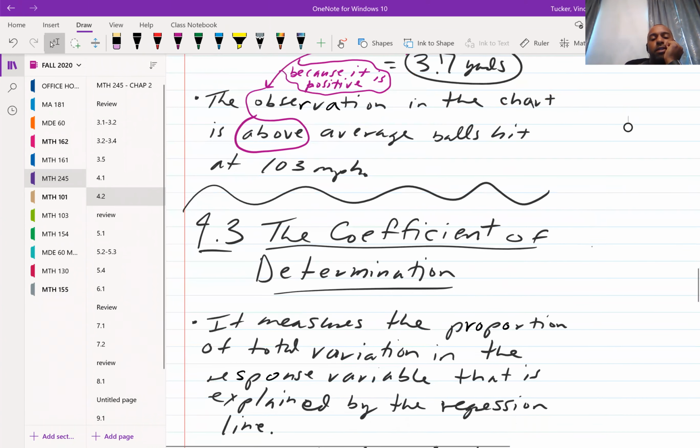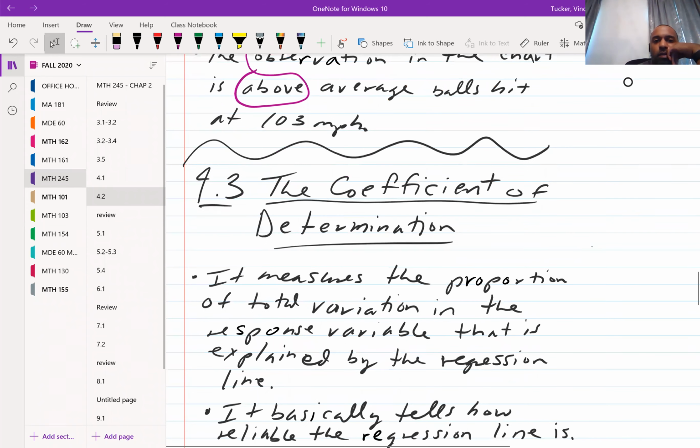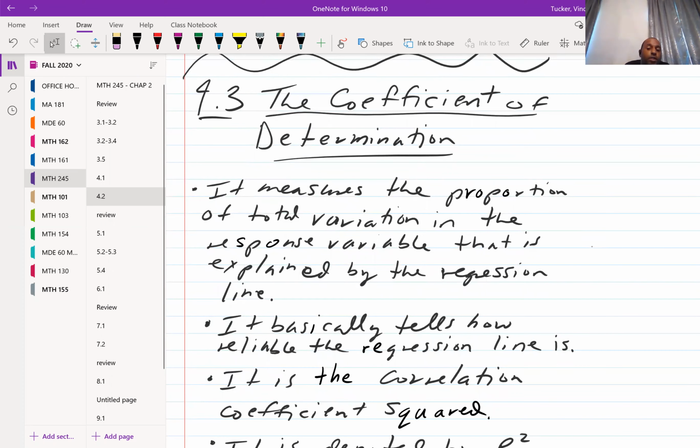All right. Last thing out of chapter 4 is the coefficient of determination. It measures the proportion of total variation in the response variable that is explained by the regression line. It basically tells how reliable the regression line is. It is the correlation coefficient squared. So remember lowercase r that we calculated in 4.1. When you square that, you have the coefficient of determination.